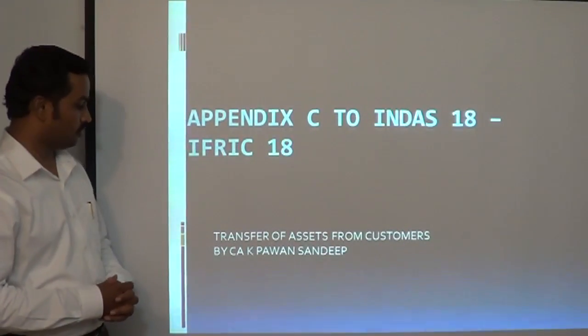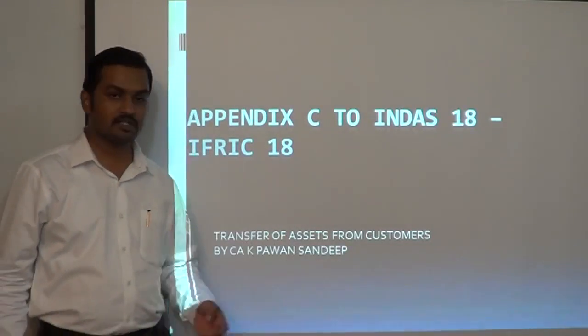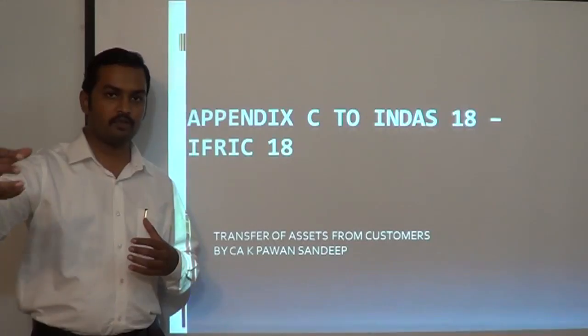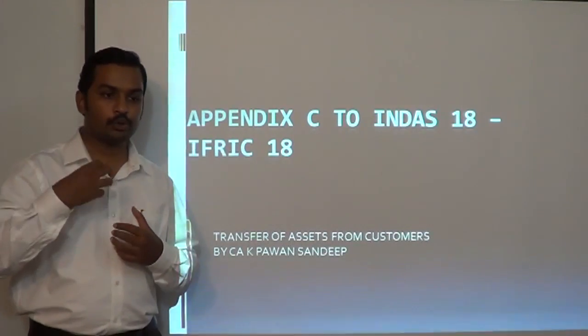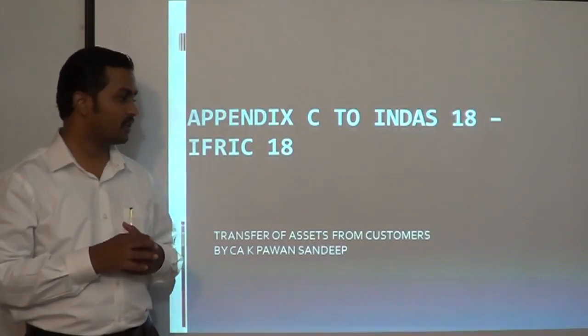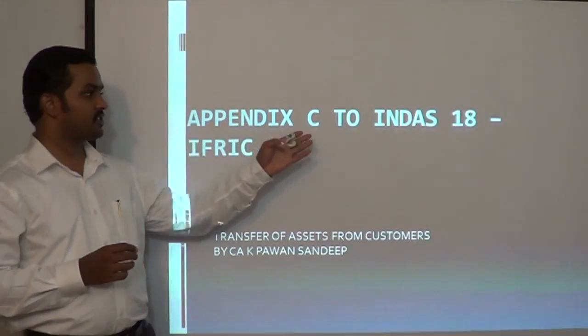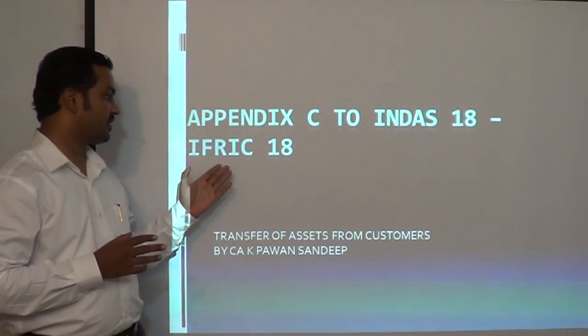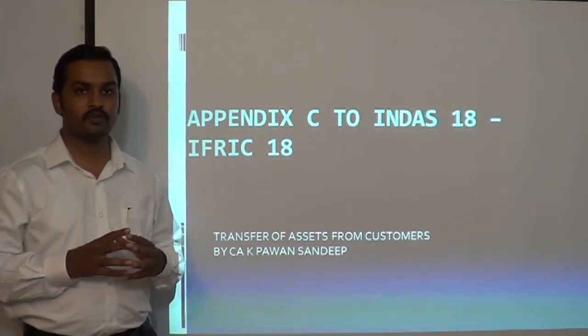In this lecture we are going to deal with transfer of assets from customers. So when an entity receives an asset, an item of property, plant and equipment from its customers, how should the entity deal with that asset in its books of account is what we are going to discuss in the standard. We are going to talk about Appendix C to Ind AS 18 and the corresponding international standard is IFRIC 18. So this is what we are going to discuss.